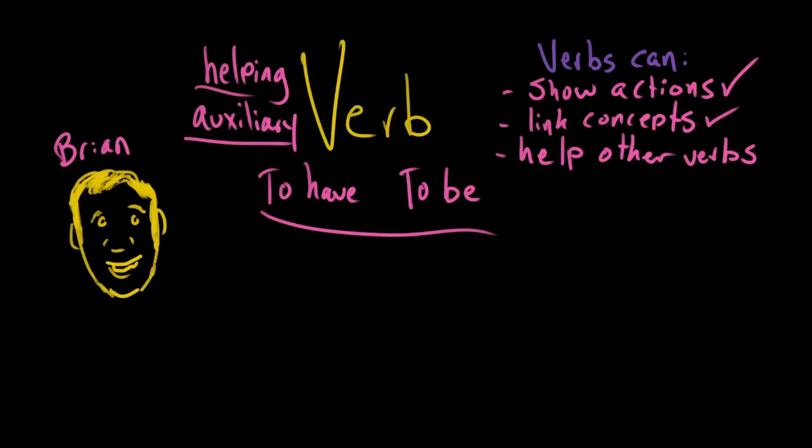So the specific way in which helping verbs help is that they establish certain facts about a sentence, usually when they're happening in time. And we'll get more and more into that as we get more into tenses and aspect, but I just want to give you some examples. So here we have, Brian is eating a pizza.